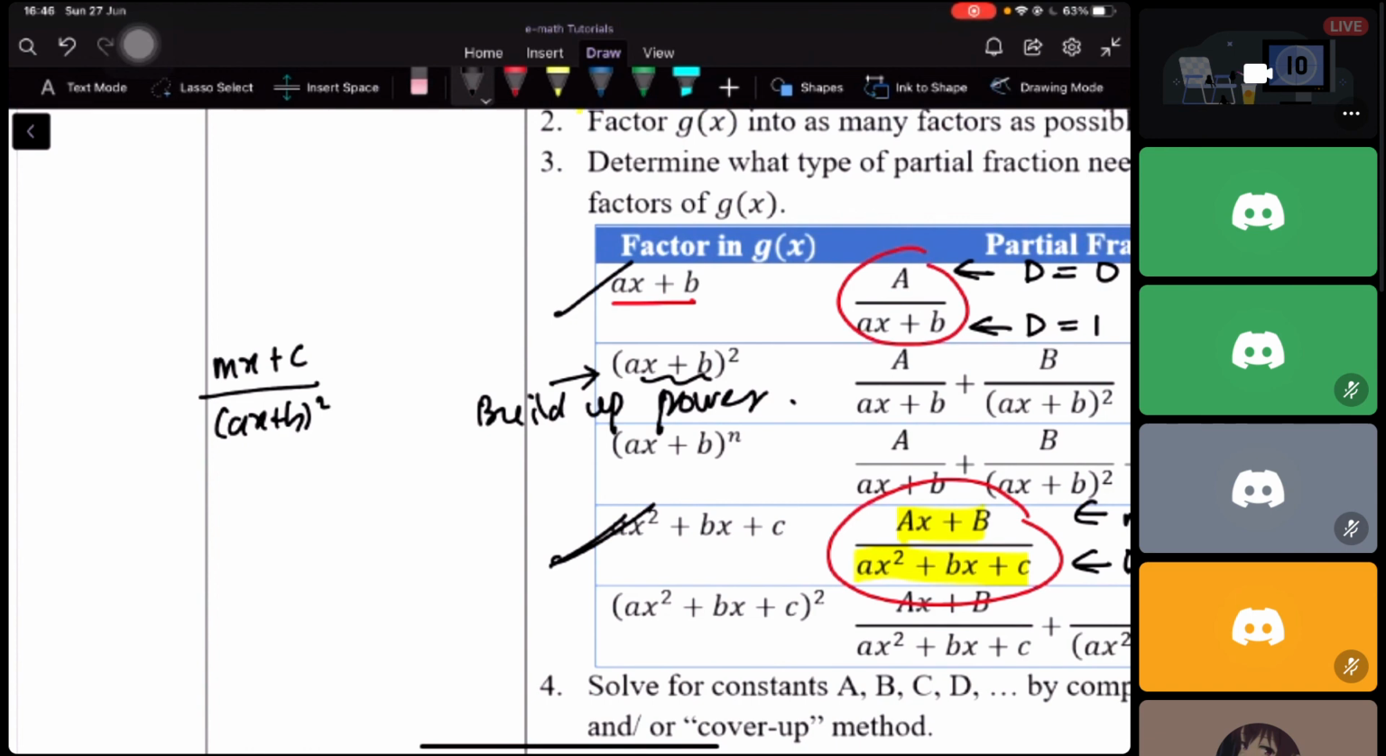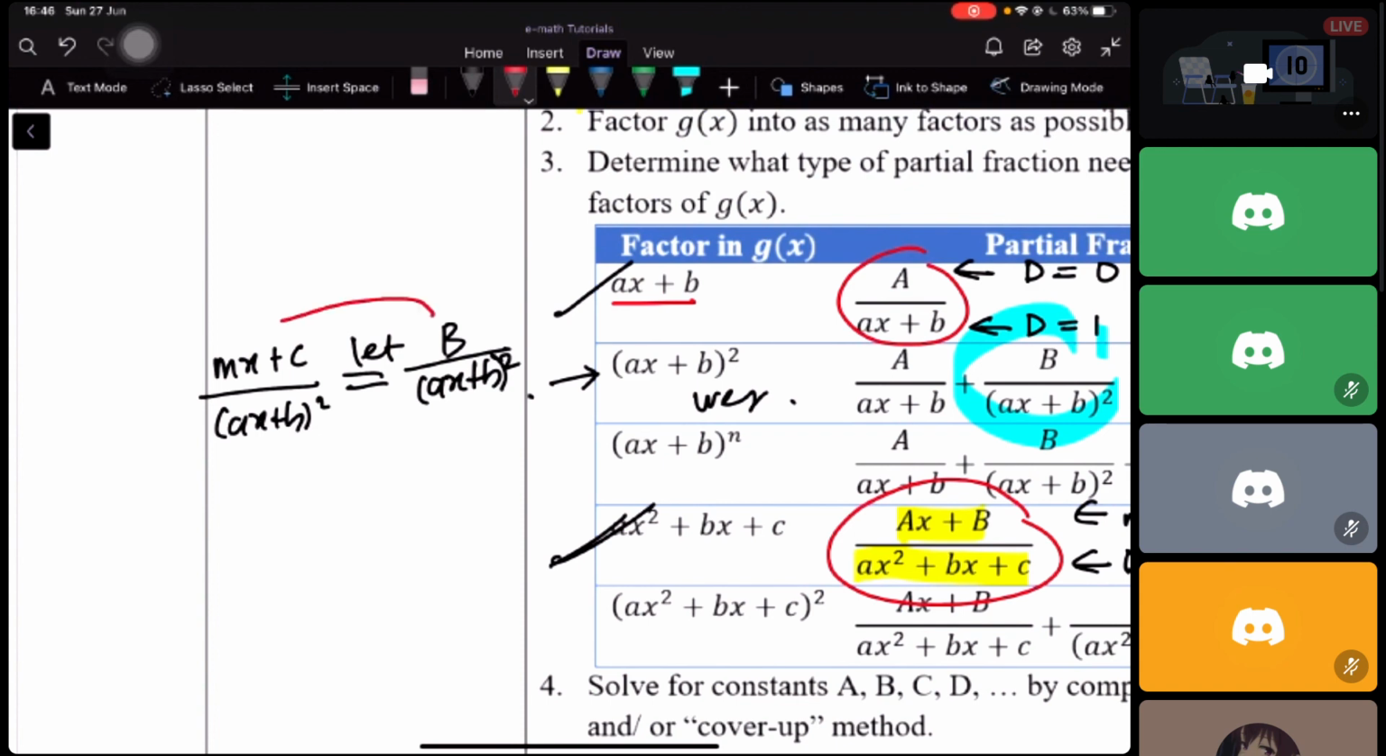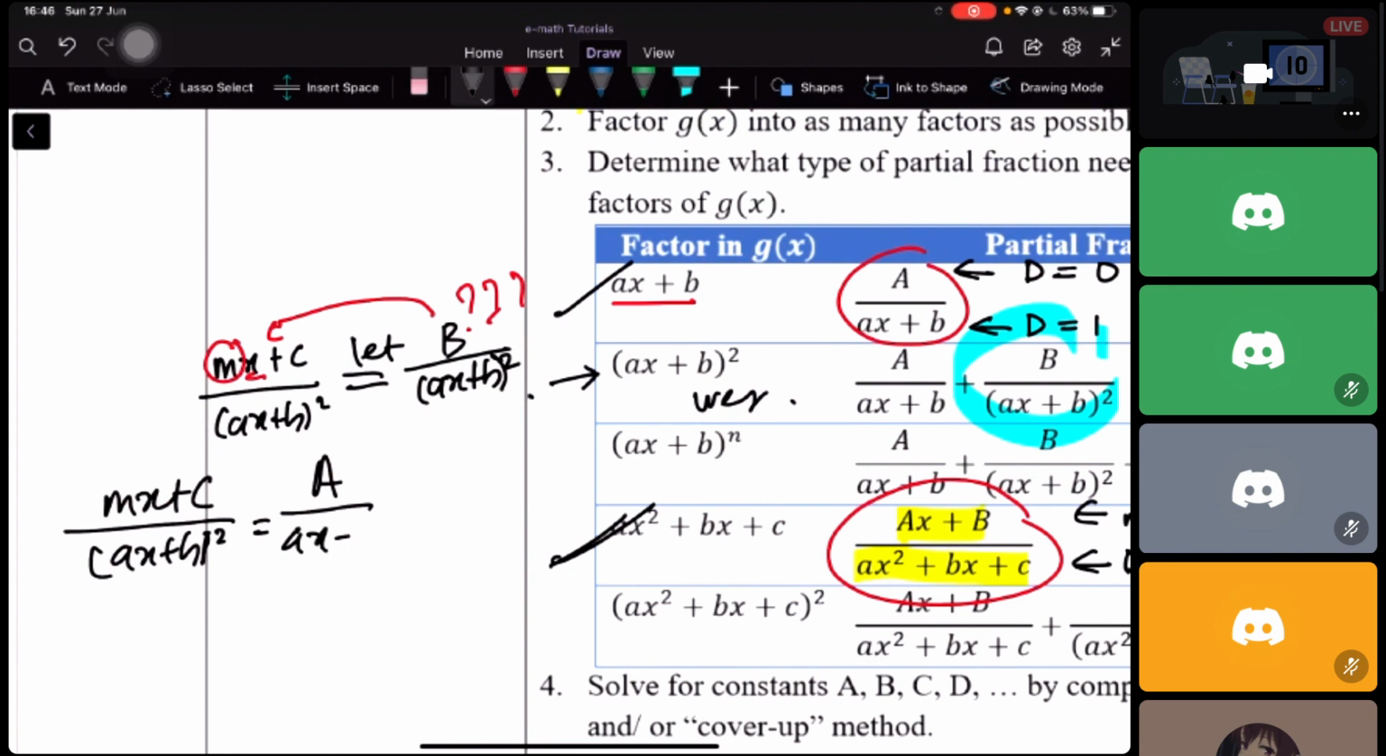But if you only say, I lazy, I don't want to find so many constants, I just let it be b over ax plus b squared. Do you notice that you have a problem, right? How can you get back the m? Where is your x? Cannot, right? So if it is like this, ax plus b squared, you need to build out a power, plus b over ax plus b.